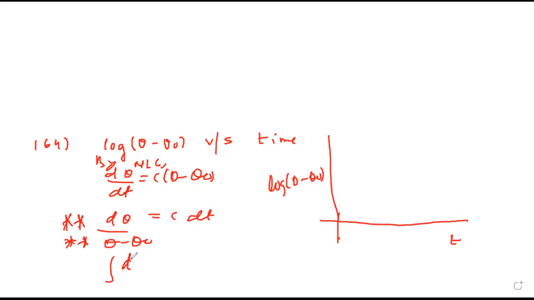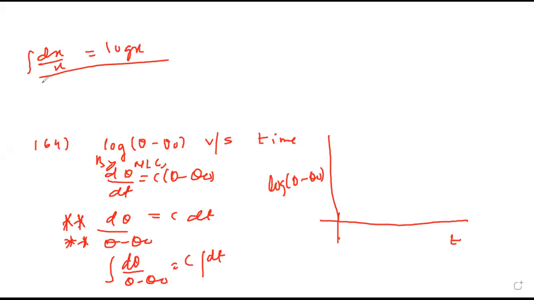So I should take integration of C dt, because unless I get log and time, I can't plot it. What is the integration of dx upon x? It is log x. So can I say this is nothing but log of (theta minus theta 0) equals ct plus some constant.